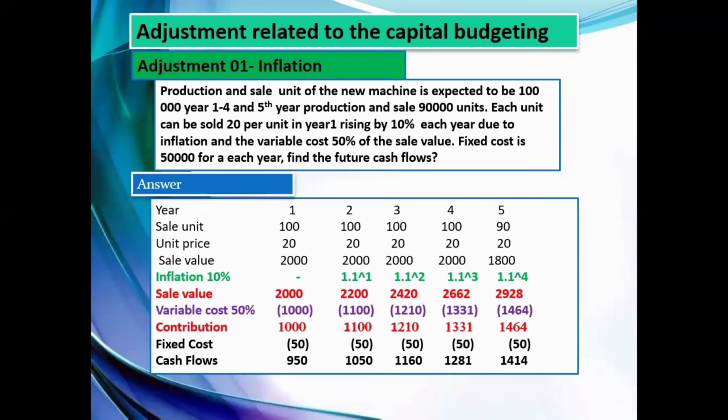After that, we put fixed cost. Fixed cost is not changed. That is a constant value for all the years. So we put 15,000 for each year as a negative value. Therefore, the first year cash flow is 950, the second year cash flow is 1,050. Likewise, we have to calculate cash flow by deducting fixed cost from the contribution.